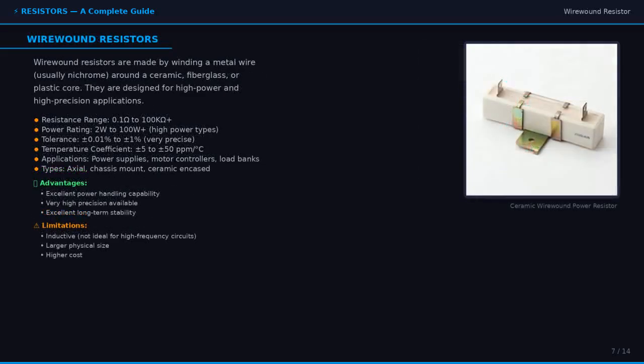Wire-wound resistors are made by winding a metal wire, usually nichrome, around a ceramic or fiberglass core. They excel in high-power applications, handling up to 100 watts or more. They offer excellent precision and long-term stability. However, they are inductive, which makes them unsuitable for high-frequency circuits, and they are physically larger and more expensive.